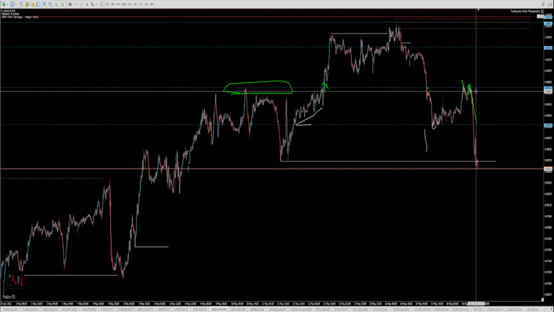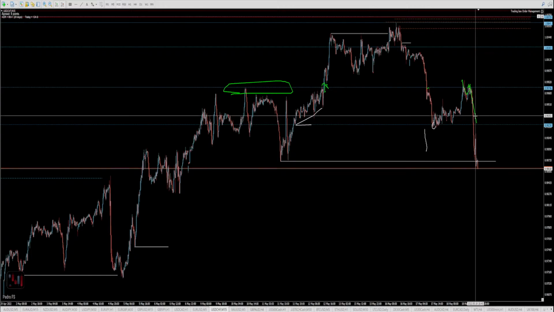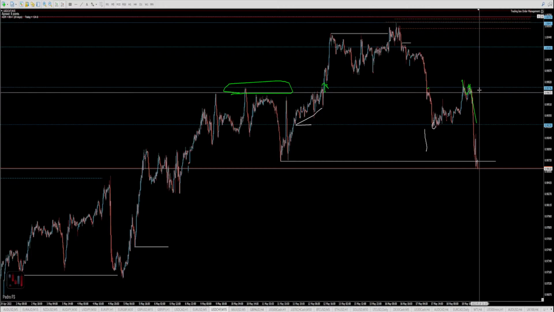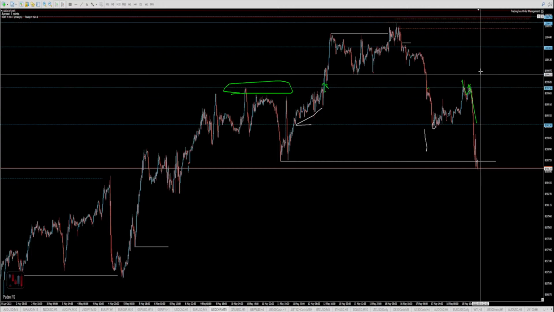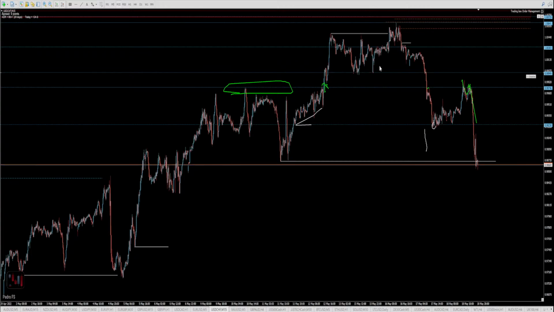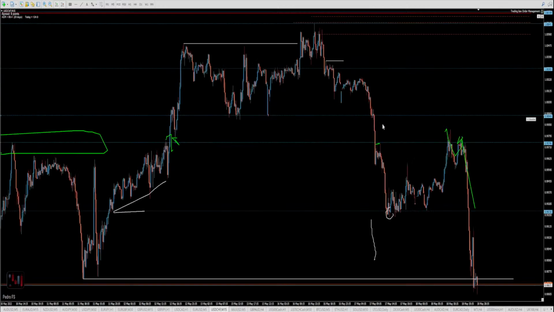Where is 0.9993? Here it is, retest of this one. This previous level of support, right? Yeah, we have this level now. It was left behind, so we had this decision in here.